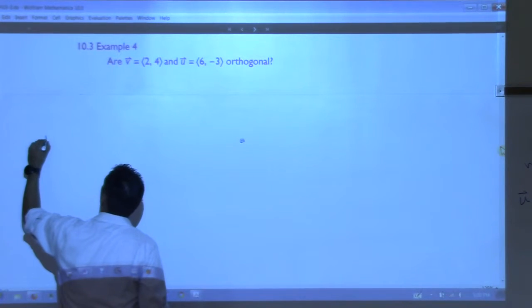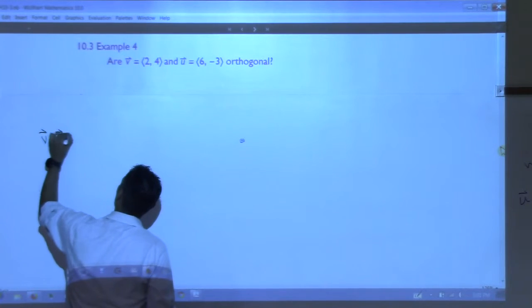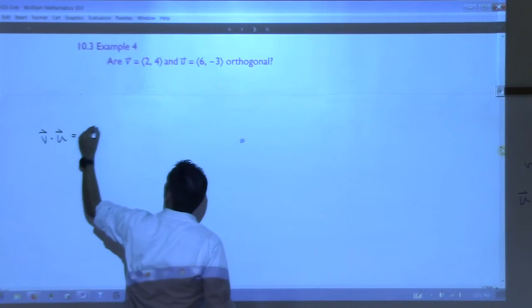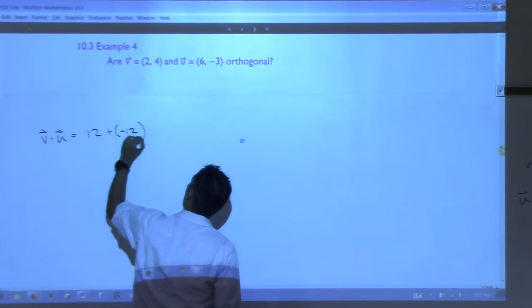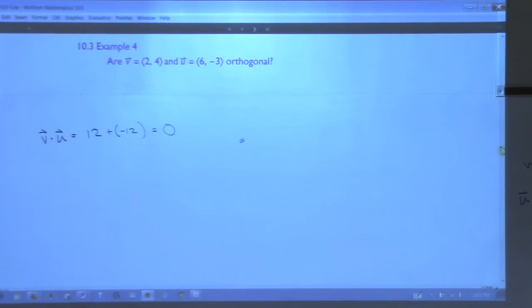Super quick, easy check. So are these orthogonal or not? Well, let's take v and dot it with u. So what's v dot u here? 2 times 6, that's 12 plus negative 12. That's 0. Are these vectors orthogonal? Yes, that's it. That is a very fast check, isn't it? So let me give you something that I think is a little more profound than that.